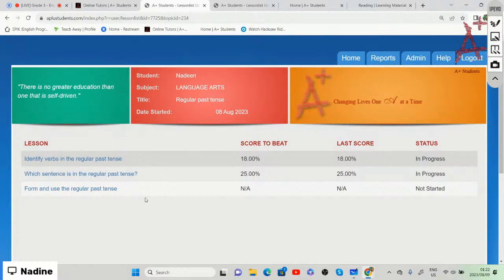Sentence that is in the regular past tense. So far we have identified verbs in the regular past tense and we said it ends in ed, and we have mentioned which sentence is in the regular past tense, right? So now for the last one, we're going to read, form and use the regular past tense.